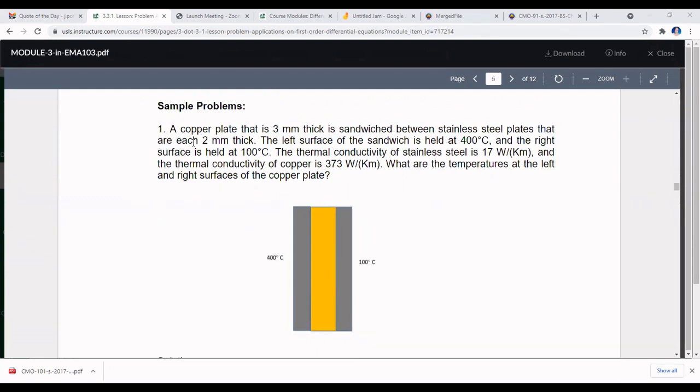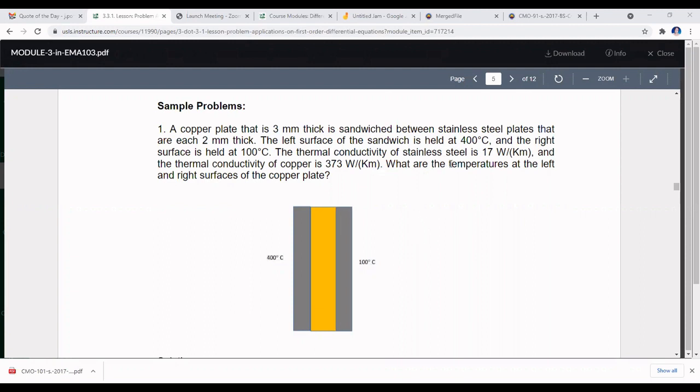So a copper plate that is 3 mm thick is sandwiched between stainless steel plates that are each 2 mm thick. So you have this copper plate here, the gold one, sandwiched between two stainless steel plates. This one is thicker than the two. So 3 mm for this, and this one is 2 mm. The left surface of the sandwich is held at 400. So this is the left side, and the right side is held at 100.